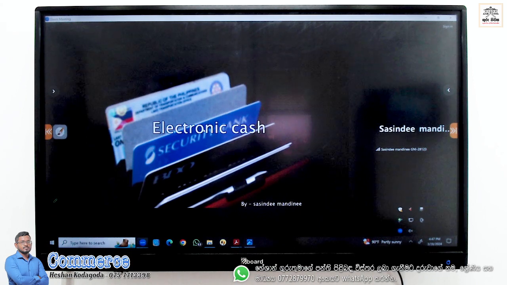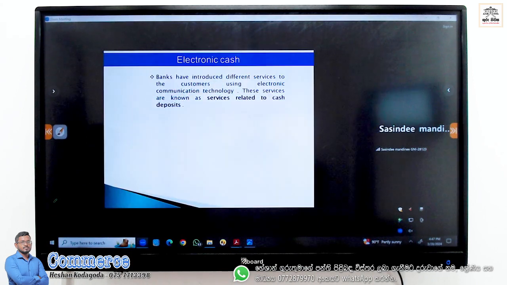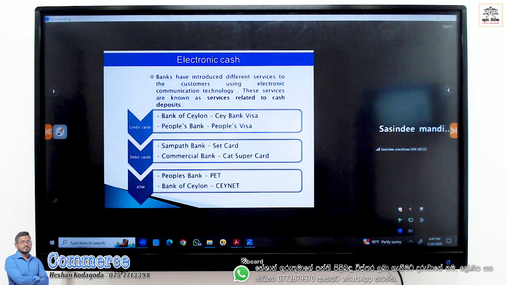Services related to electronic cash. Until recent times, businessmen often used coins, notes, and checks to settle their payments. Banks have introduced different services to customers using electronic communication technology at present. These services are known as services related to electronic cash. Electronic cash is an electronic payment settlement method. These are the commonly used electronic cards: credit cards, debit cards, and ATM cards.